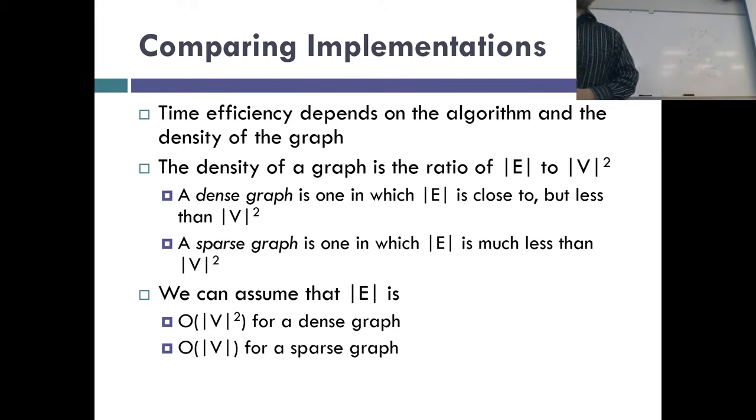In a sparse graph, the number of edges is closer to the number of vertices. Is this sparse or dense? Well, that really depends. This really isn't that big of a graph, so you could argue either way.